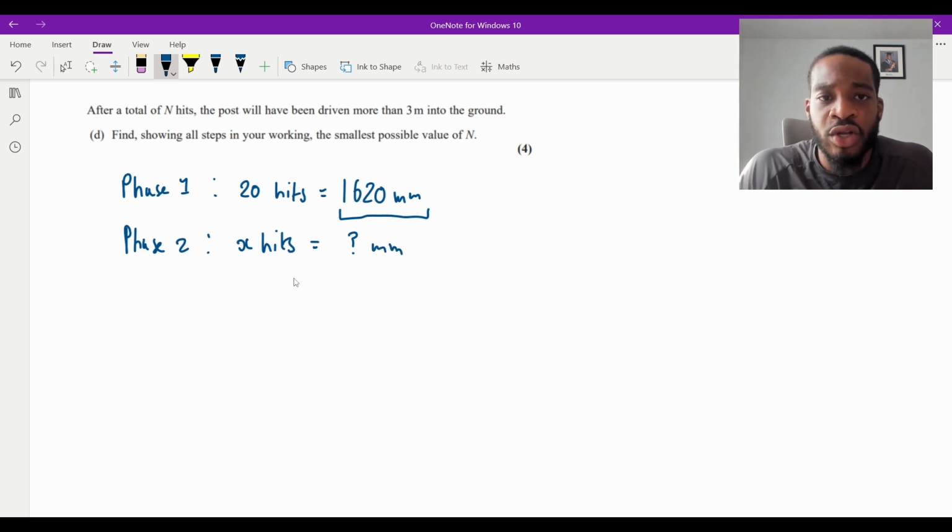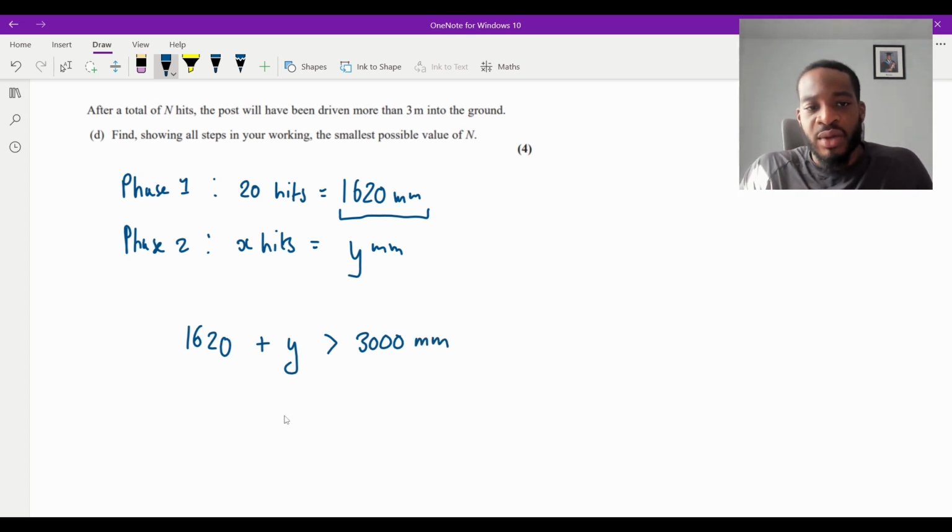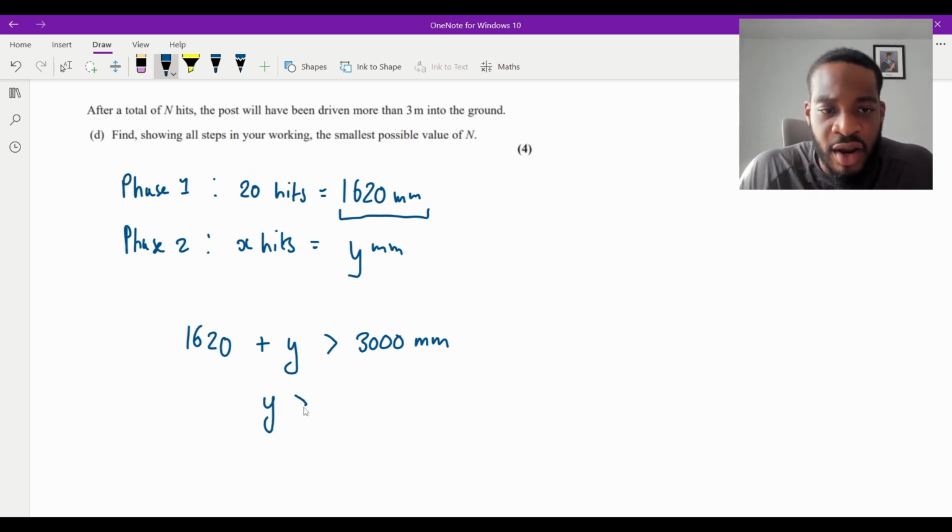Well, let's call it Y actually. We know that in the two total phases, phase 1 and phase 2, in phase 1 it travels 1,620. In phase 2, it travels Y. And we want this to be more than 3,000 millimeters, because 3 meters is the same as 3,000. So I'm going to say Y then must be greater than 3,000 take away 1,620, isn't it? And that must mean that the distance traveled is going to be, that is 1,380.